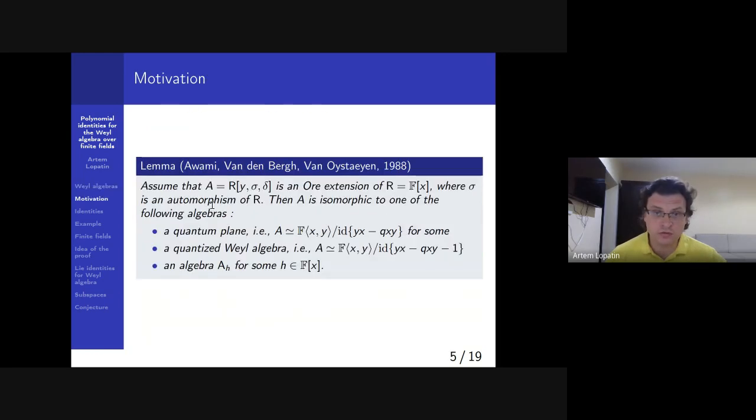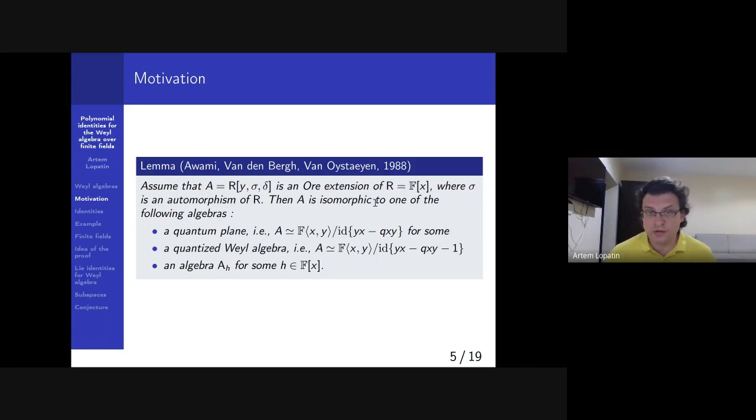One possible motivation for the introduction of this parametric algebra is the following lemma. It's quite an old lemma. It was obtained in 1988 by Van den Bergh and Awami. Here we consider an Ore extension over a ring of polynomials in one variable x. The construction of an Ore extension I'm not going to give here because it was already considered by Carlos. This parametric Weyl algebra can be obtained as a result of the construction of an Ore extension when we start with a ring of polynomials. Here sigma is an automorphism, delta is a sigma-derivation, and it's the classical construction for an Ore extension.